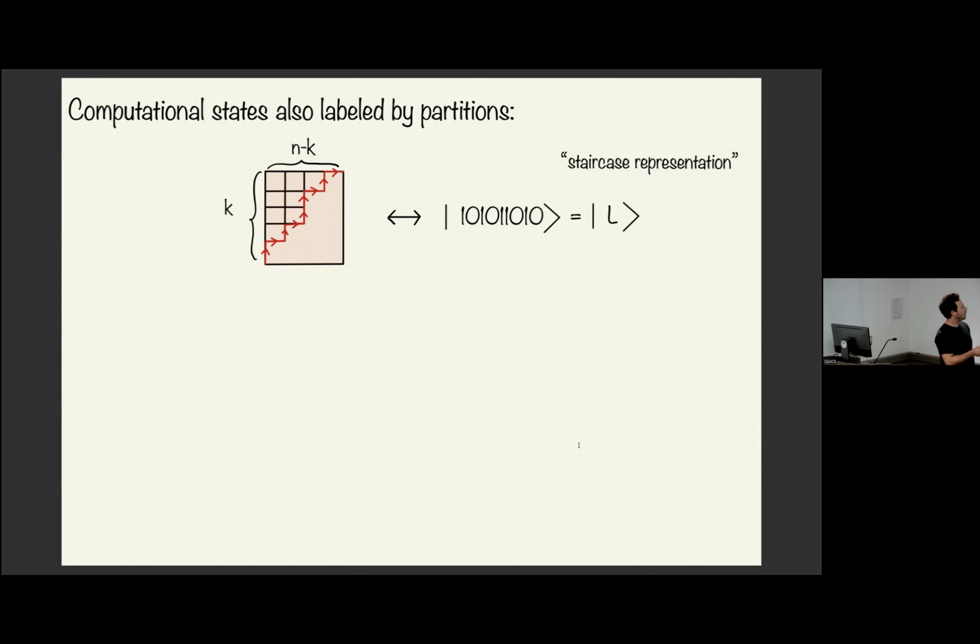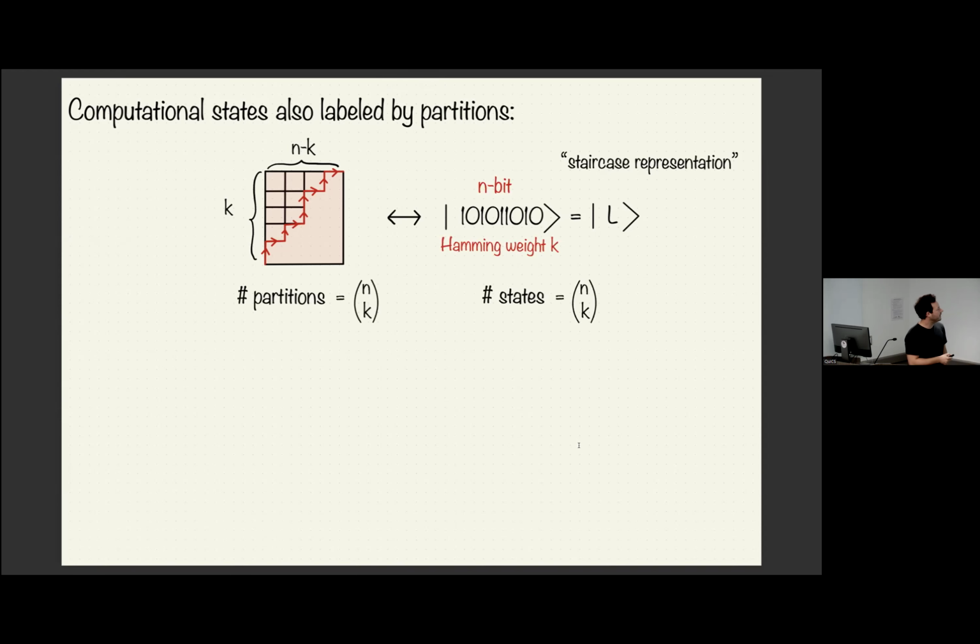So in other words, the set of all partitions that fit inside a box of this size are labeled by all n-bit strings of Hamming weight k. So that's the map between partitions and computational basis states. I'm going to interpret these as being fermionic states, so this is anti-symmetrized. I'm going to call this the staircase. Well, it's called in the literature the staircase representation. It goes by different names.